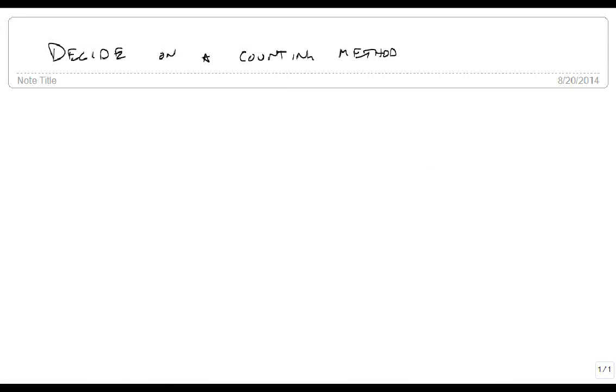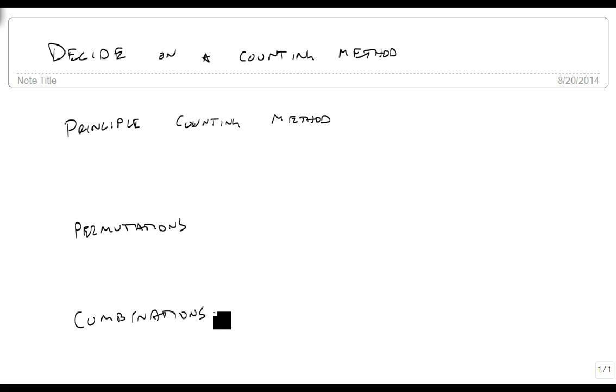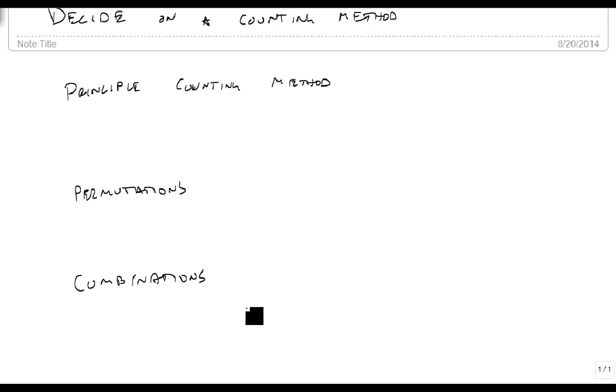The last thing that we're going to talk about is how do we know which method to use. So we've now talked about three methods. We've got the principal counting method, we have permutations, and we have combinations. And the question is, how do we know which of these three to use on any given problem?